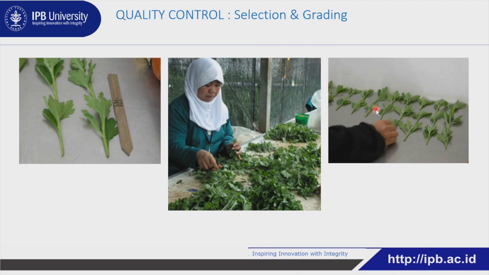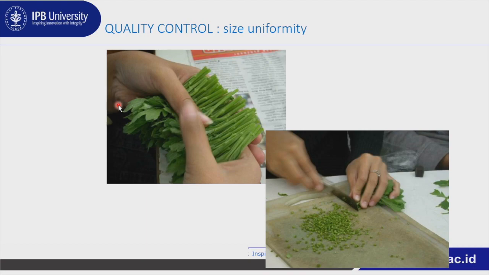And we also can apply the quality control. This is the example of the selection and grading of the cutting. So cutting with root like this with the grade A, last time I bought it last year, is about 200 rupiah, yeah, each. And the grade B is about 150 rupiah. So it's already a good business, you know.